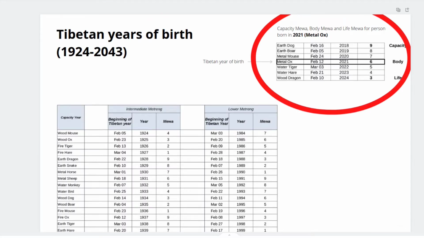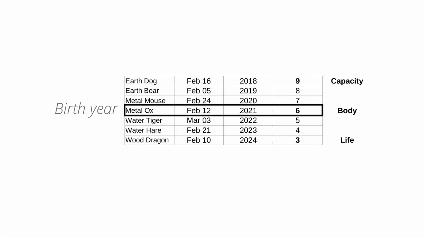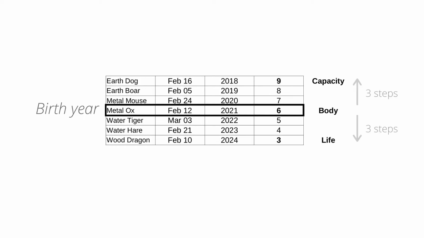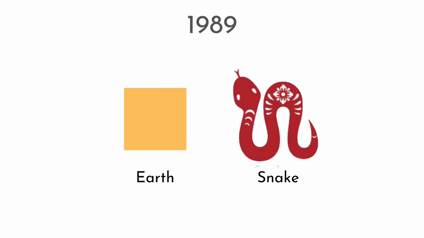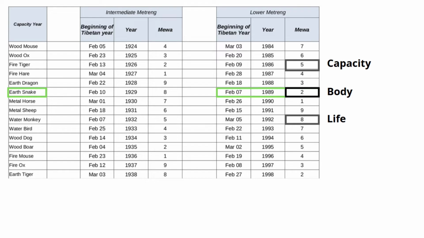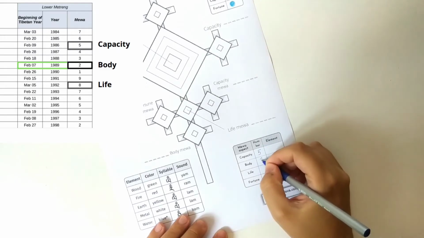Look at upper left corner of this table. It contains an example of Mewa fork. Mewa fork is the fork that allows you to identify quickly your Mewas of capacity, body and life. Your birth year is always for body Mewa. 3 steps forward is your life Mewa and 3 steps backward is capacity. Let's apply this Mewa fork for my year. So the same picture. Birth year is body Mewa, 3 steps forward is life Mewa and 3 steps backward is capacity Mewa. Now I'll write down these numbers in the table.